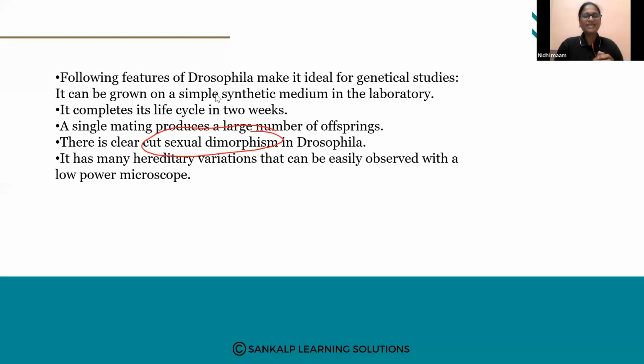It has many heredity variations that can be easily observed with a low power microscope. We can see or study the structure of it with a low power microscope, right? So these are the points. Well tried, my dear students. Let us proceed to the next question.